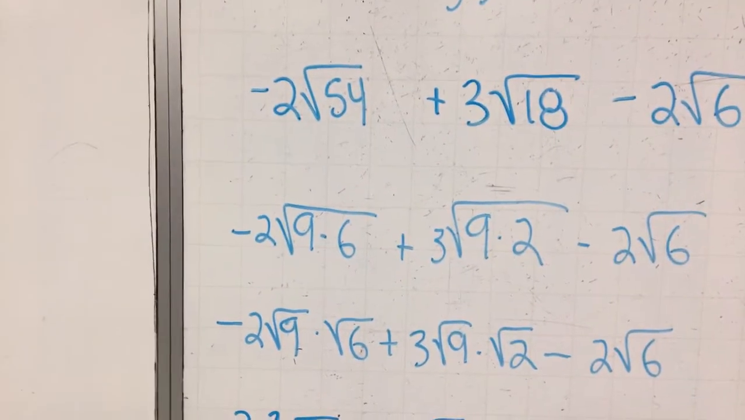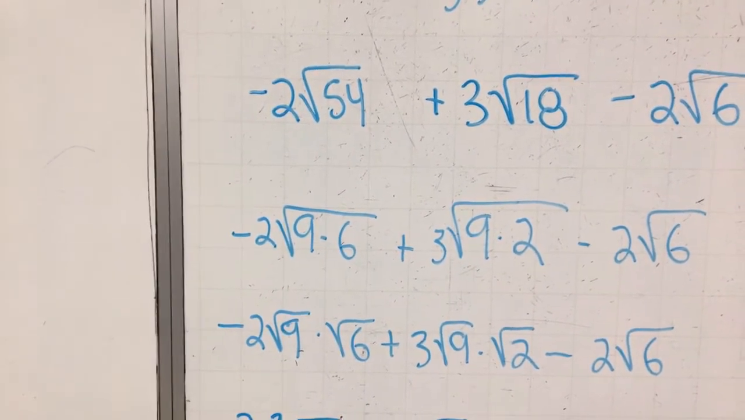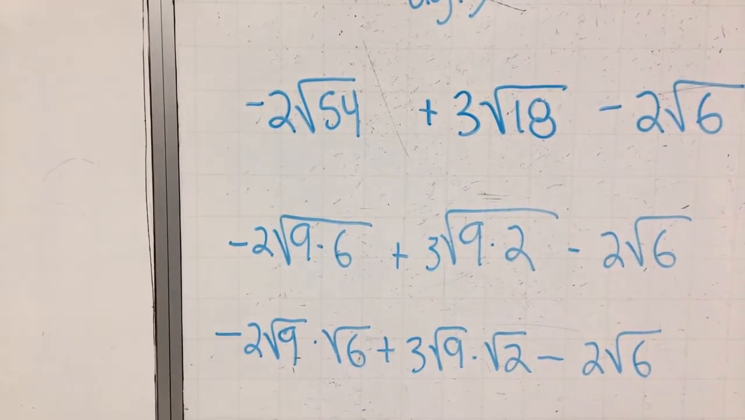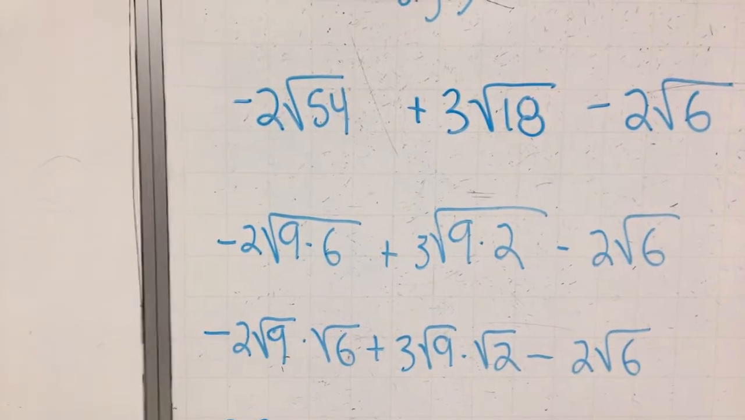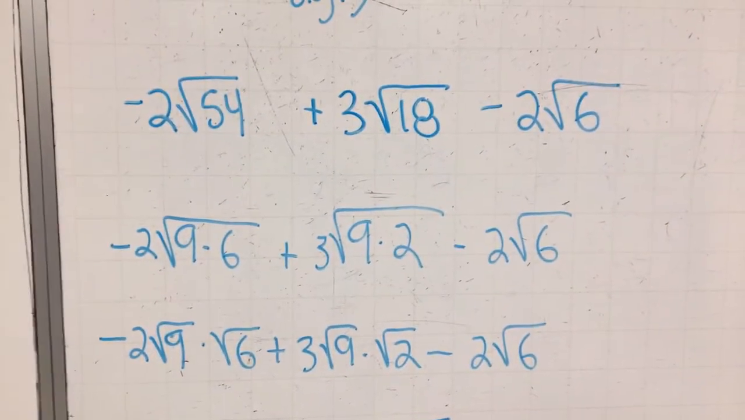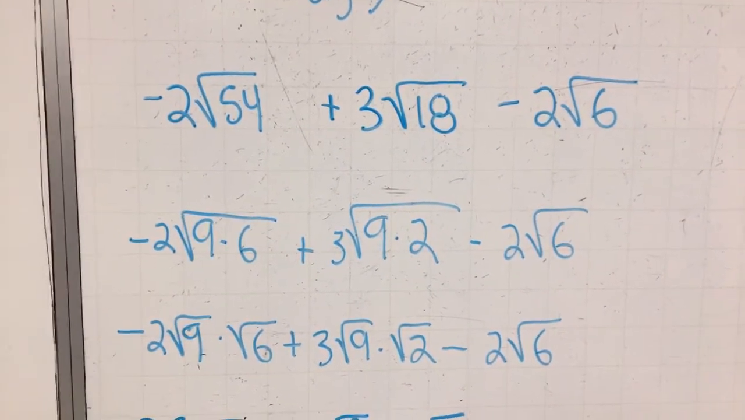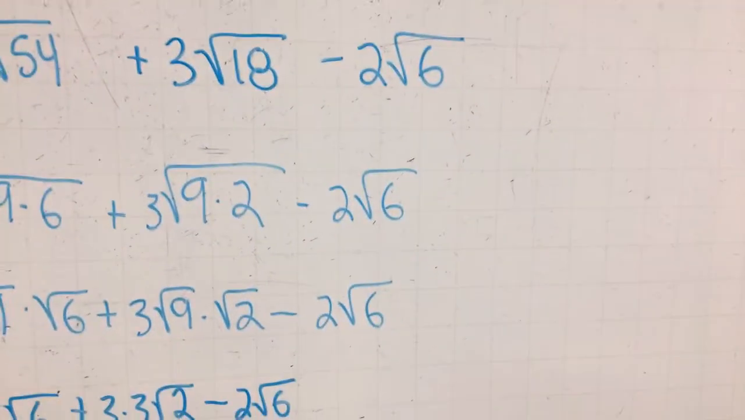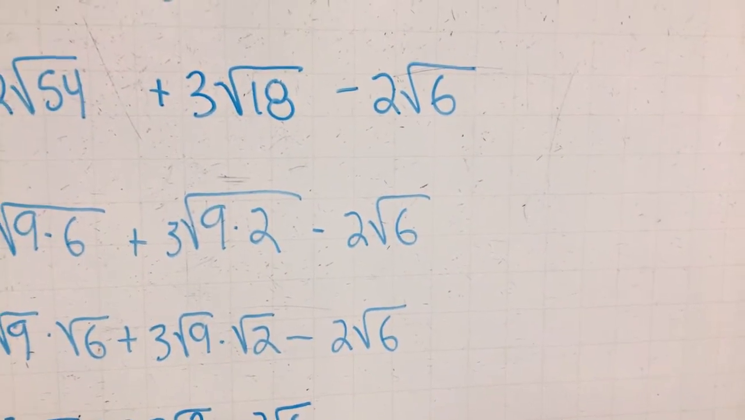Now, we know that I can take that square root of 9 times 6 and break it into the square root of 9 times the square root of 6. The square root of 9 times 2, I can break that into the square root of 9 times the square root of 2, minus 2 square roots of 6.